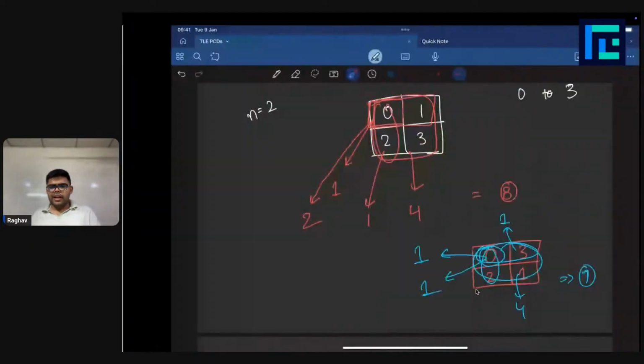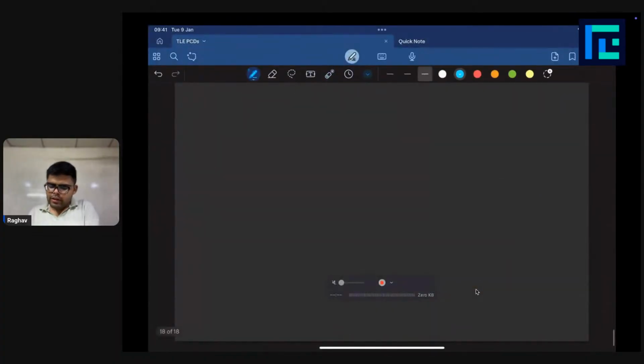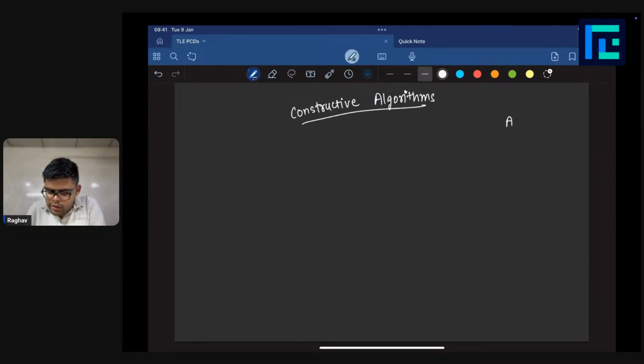Okay. I think I need to clarify one thing first. See, this C problem is a constructive problem, right? If you look at the tags of the problem, it is a constructive algorithms problem. Or in other words, this is basically an ad hoc problem.